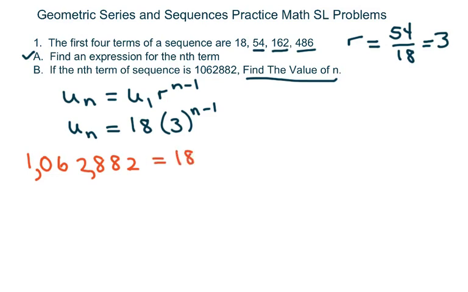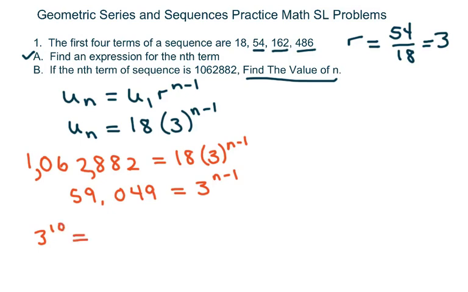So we have 18 times 3 to the n minus 1. I divide both sides by 18 and I get 59,049. At this stage, you can just guess for n and plug it in. I know that 3 to the 10th equals 59,049, and that's the guess way. So that would mean n is 11.